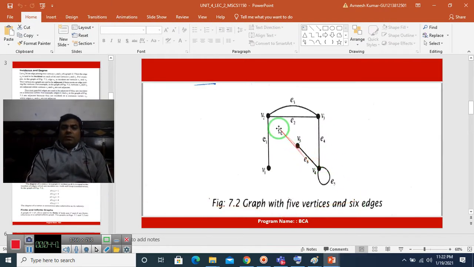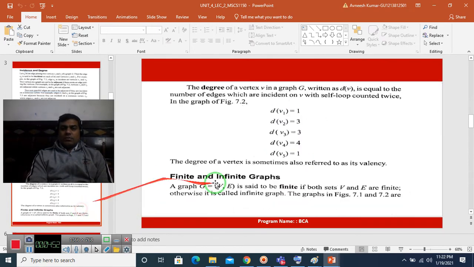For example, the degree of this vertex is 1, 3, 3. The degree of a self loop is 2, and 1 is 3 and 4. So the vertex b4 has degree 4. Okay, vertex b has degree 4. The rest are 1, 1 and 3, 3.